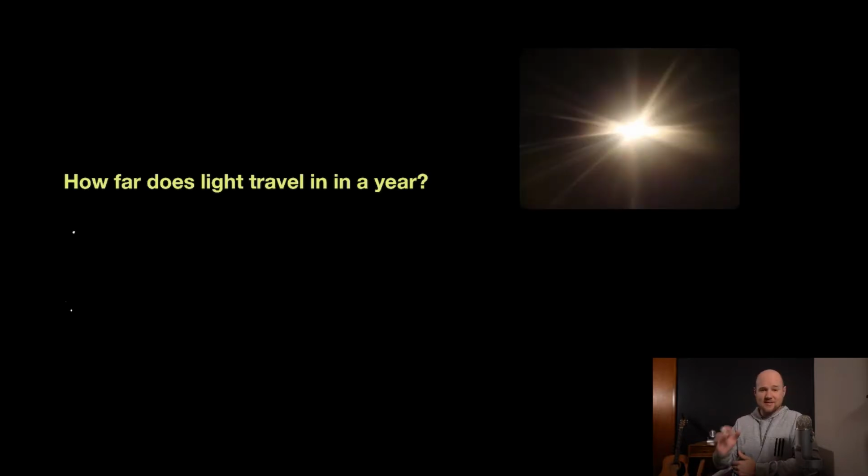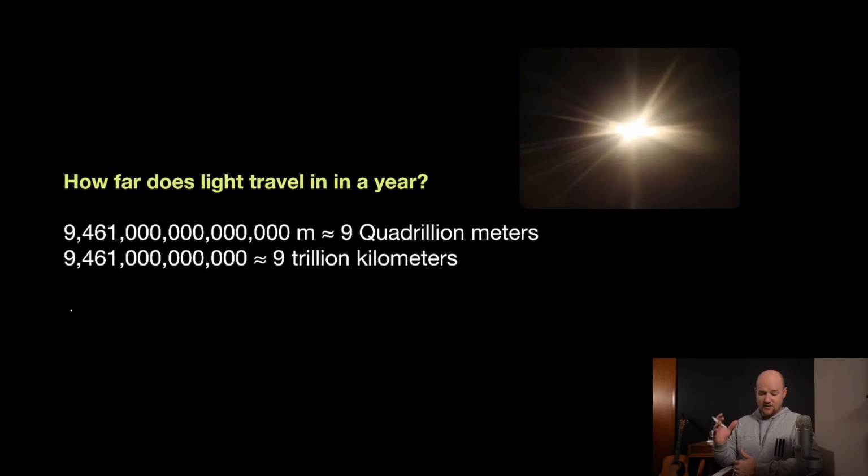Let's talk about something else. Let's talk about how far does light travel in a year. So we know that a light year is the distance light travels in 1 year. Well, light travels about 9 quadrillion meters in a year. And that's an order of magnitude of about times 10 to the 15th. And if you were to talk about it in kilometers, 9 trillion kilometers. So trillions are usually somewhere around times 10 to the 12th when it comes to order of magnitude.